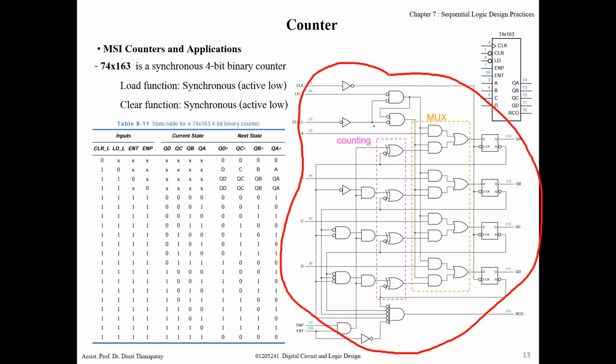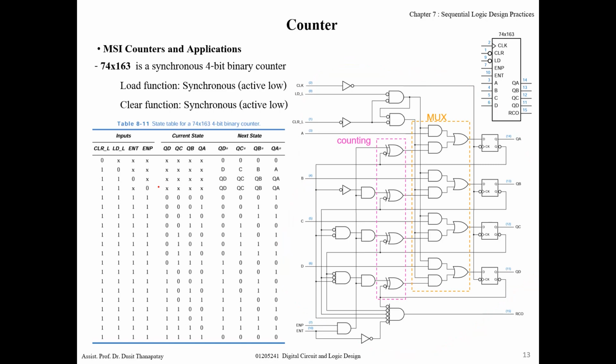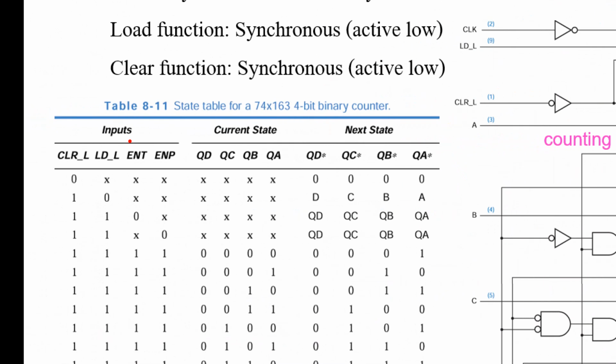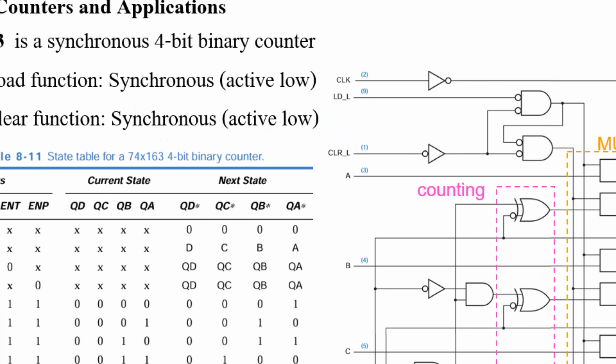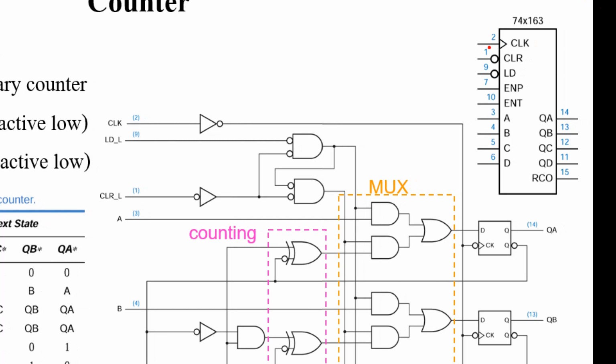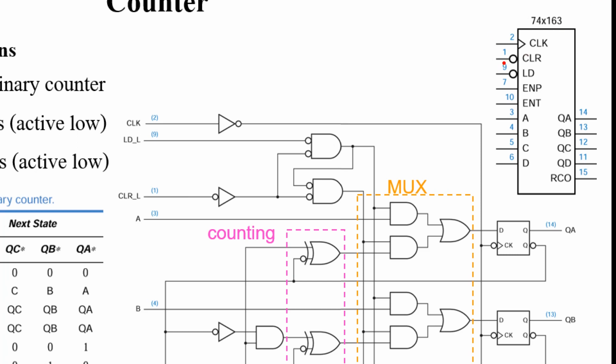How does this circuit work? Let's follow this function table. At first, if clear is active, clear is active low, and this terminal is active low, indicated by this inversion bubble. When clear is active, namely when you apply logic 0 at this terminal, it will make the outputs QD, QC, QB, QA become 0.